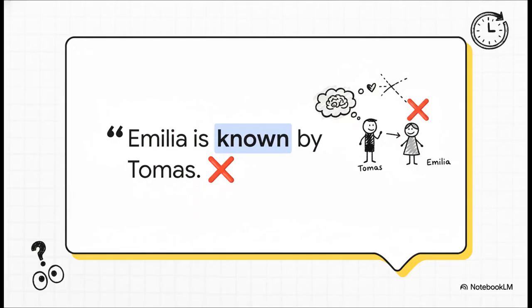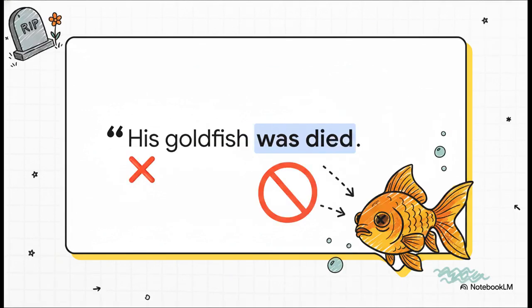For example, the sentence, "Amelia is known by Thomas," just sounds weird, doesn't it? That's because know is a stative verb. It's describing a state of mind, not an action that Thomas is actually doing to Amelia. And here's a classic example with an intransitive verb. You would never, ever say, "His goldfish was dyed." Why not? Because die is something the goldfish does, not something that is done to it. There's just no object there.